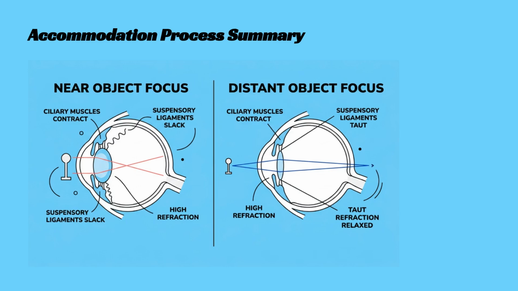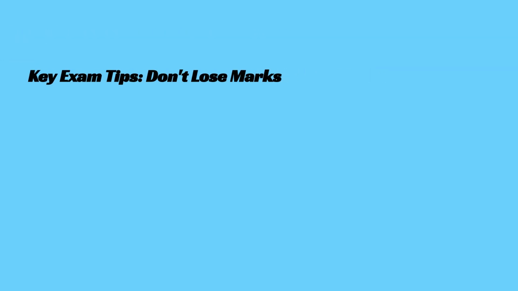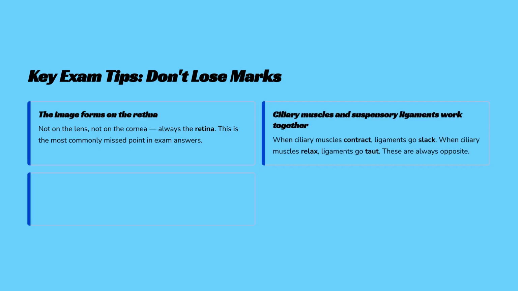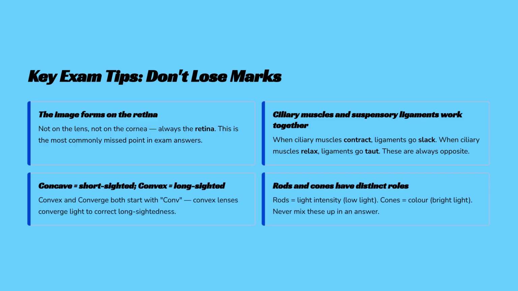This diagram summarizes the process of accommodation, showing how the lens changes shape to focus light precisely onto the retina for both near and far objects. Remember these key tips. The image always forms on the retina. Ciliary muscles and suspensory ligaments always work opposite each other. Concave lenses fix short-sightedness, and convex lenses fix long-sightedness. Rods handle light intensity. Cones handle color.